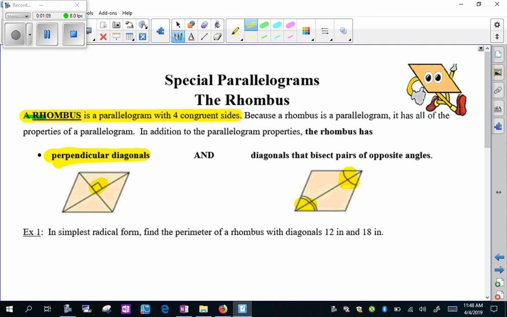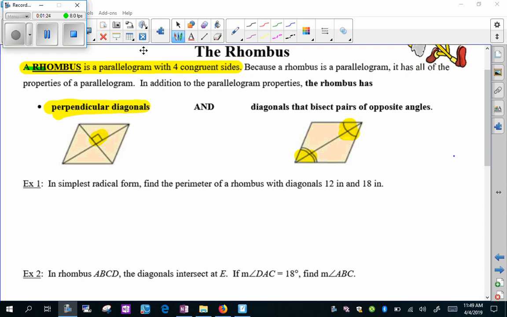All right, let's take a look at example 1. Example 1 says, in simplest radical form, find the perimeter of a rhombus with diagonals 12 inches and 18 inches. So I think the first approach here is to draw it. So I'll draw that, and let's go around the horn. And then I'm going to draw my diagonals.